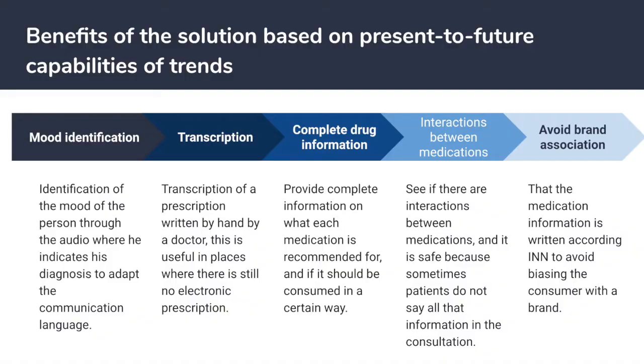And that is how AI allows us to give a lot of benefits to the population based on present to future capabilities: virtual assistants and chatbots, and also image and letter recognition. They help to identify the mood of the patient, give him or her a transcript of the prescription, educate with the complete drug information, give the interactions between medications, avoid brand association and conflict of interest, and give notifications for the patient.